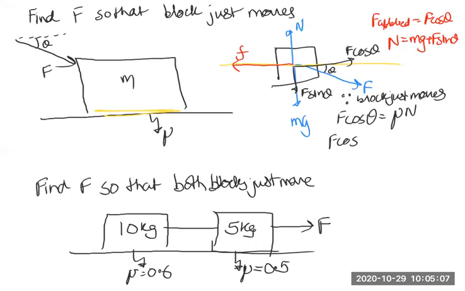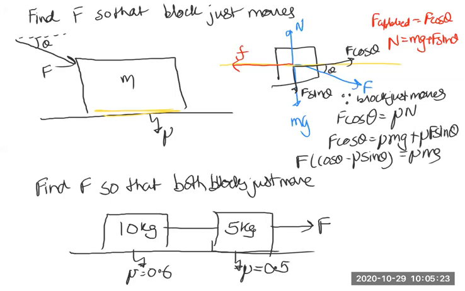So F cos theta is equal to mu mg plus mu F sine theta. So F into (cos theta minus mu sine theta) is equal to mu mg, and then you can find the value of F. For the second problem, again most of you got it correct.